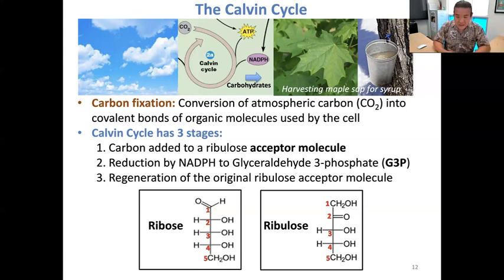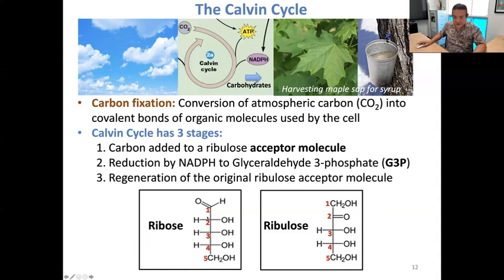That's the same intermediate molecule, the G3P, that's part of glycolysis. So you can already see, oh, already it's connecting with other pathways that have to do with the management of sugar. And then the third part of the Calvin cycle is to regenerate the original ribulose molecule that accepted the carbon in the first place so that this cycle can keep going around and around.